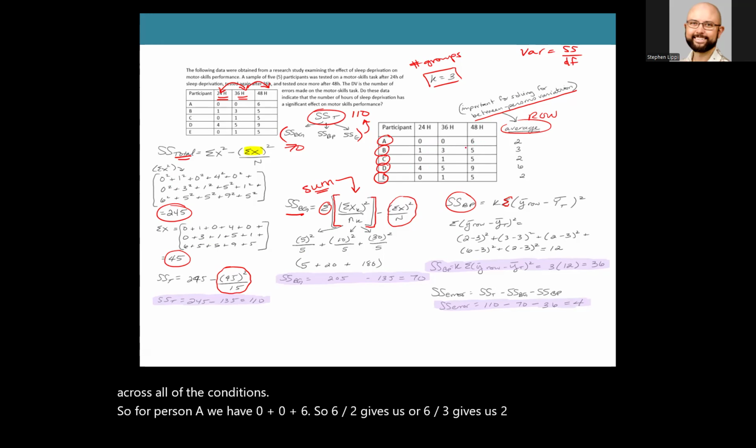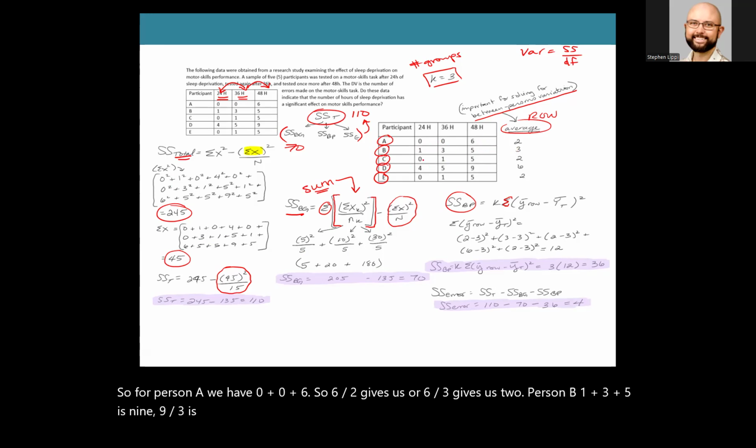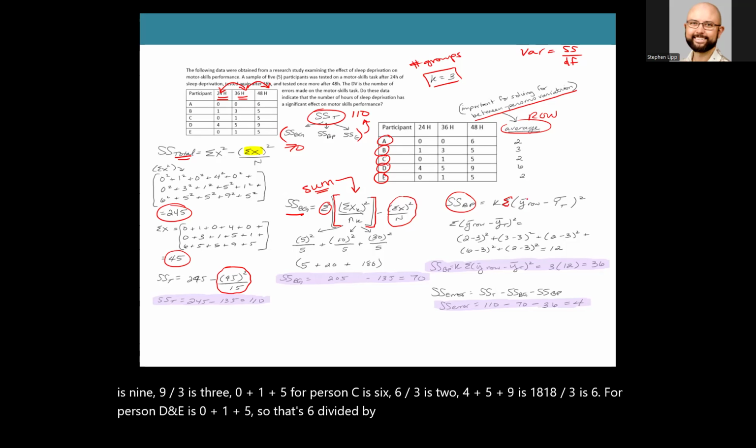Person B, 1 plus 3 plus 5 is 9. 9 divided by 3 is 3. 0 plus 1 plus 5 for person C is 6. 6 divided by 3 is 2. 4 plus 5 plus 9 is 18. 18 divided by 3 is 6 for person D. And E is 0 plus 1 plus 5. So that's 6 divided by 3 is 2.